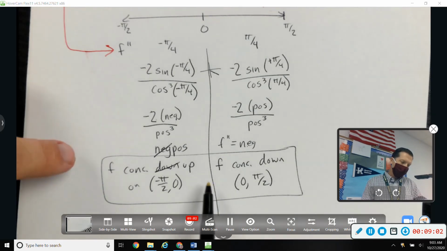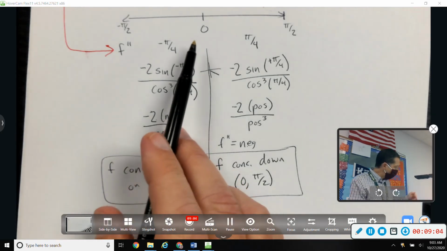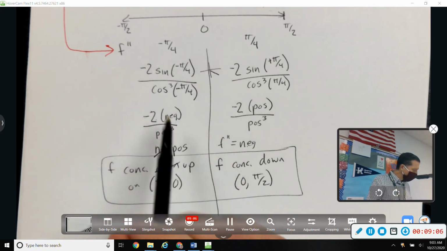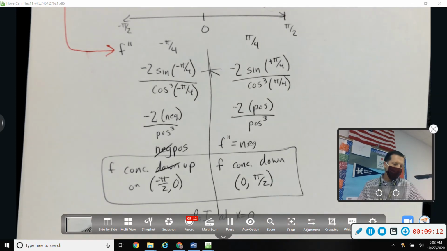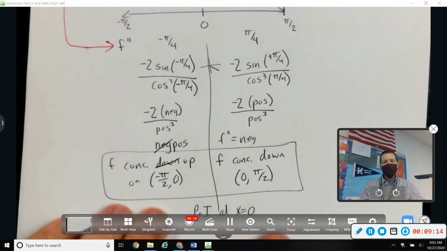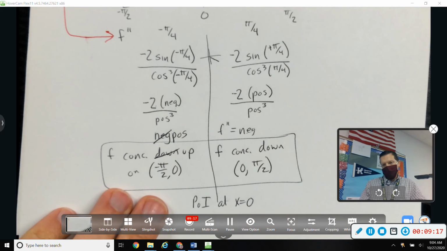Also means there's an inflection point there at 0, but that particular question didn't ask for an inflection point, but while we're there, point of inflection at x equals 0. I'm not going to graph this one because that would take too long to type all that in.